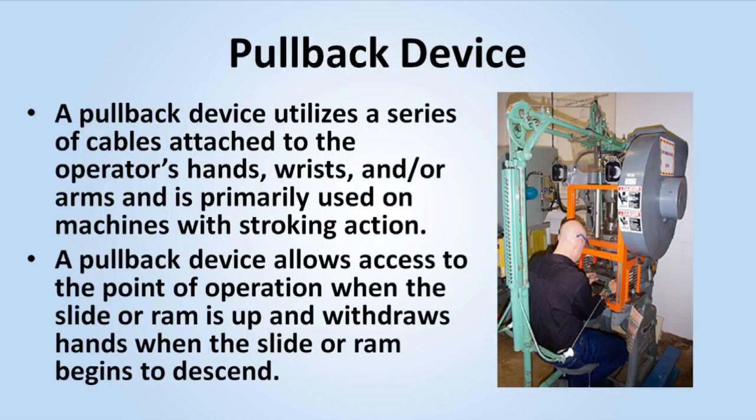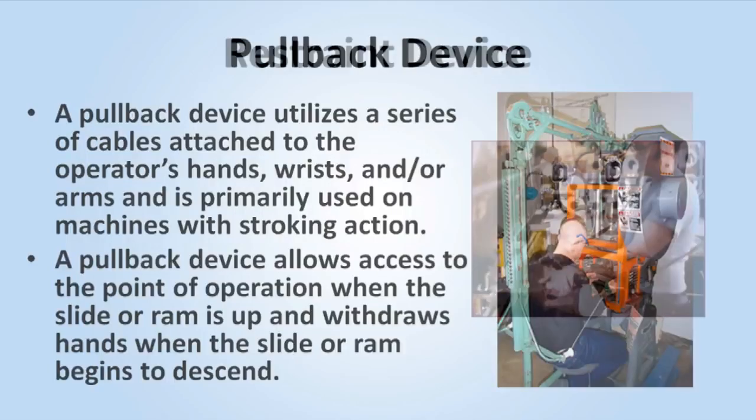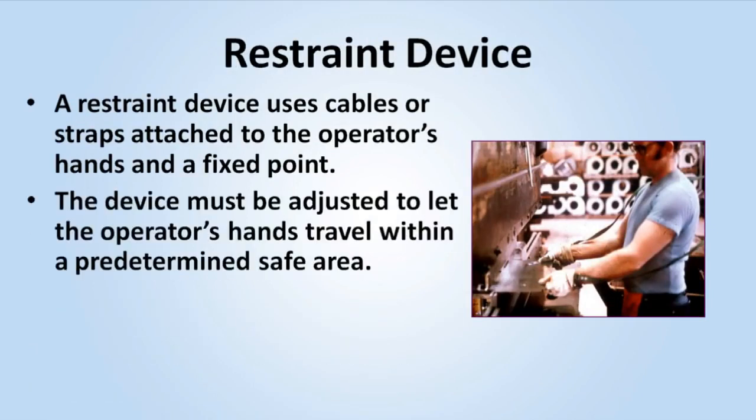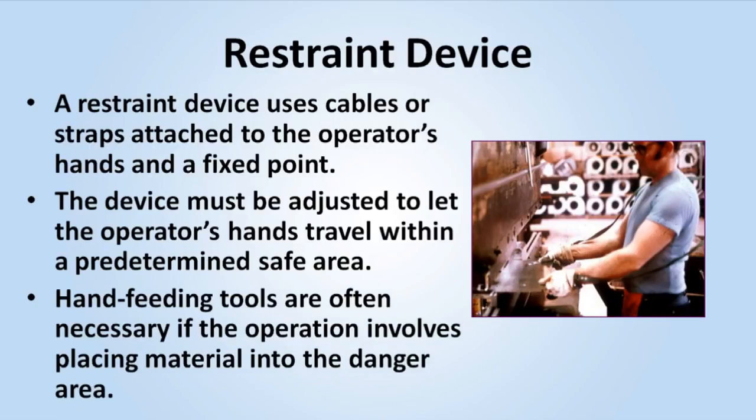A pullback device allows access to the point of operation when the slide or ram is up, and withdraws hands when the slide or ram begins to descend. A restraint device uses cables or straps attached to the operator's hands and a fixed point. The device must be adjusted to let the operator's hands travel within a predetermined safe area. Hand-feeding tools are often necessary if the operation involves placing material into the danger area.